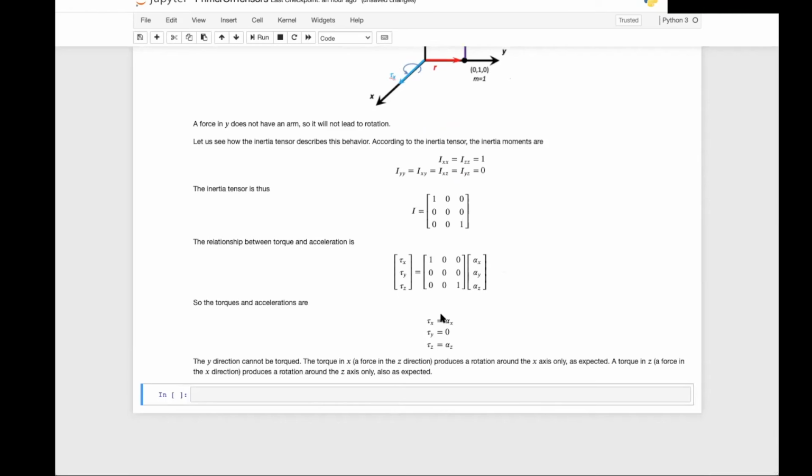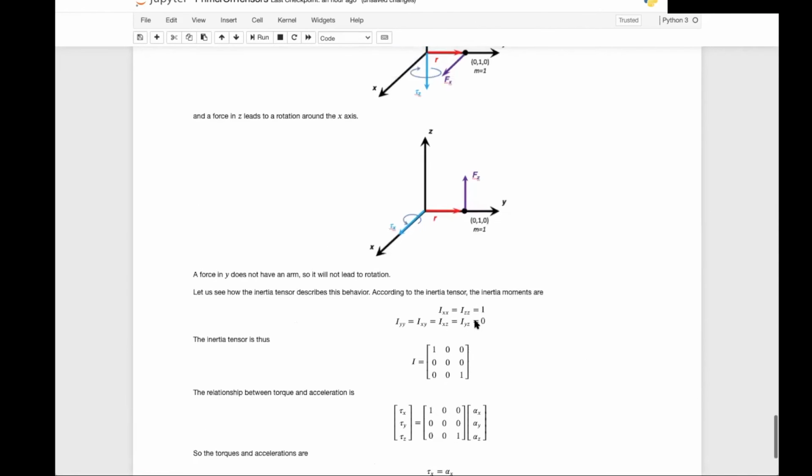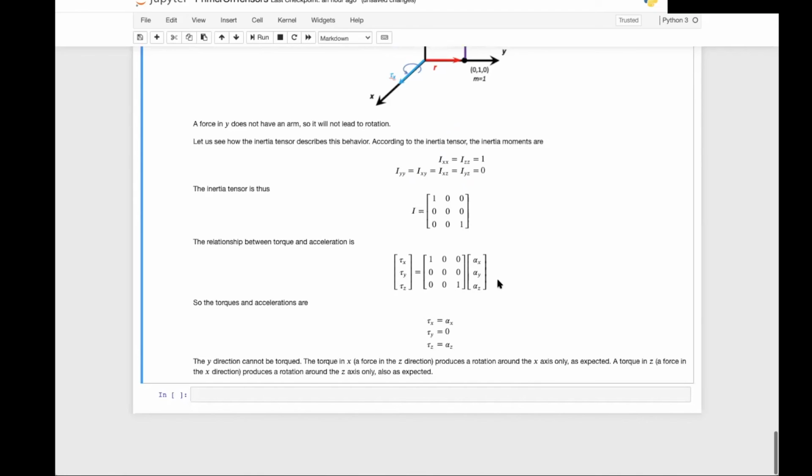Now the torque in x, which is a force in the z direction, is only producing a rotation, an angular acceleration around the x-axis. As expected, you put a force here in the z direction, it produces a torque in the x direction. That's the only acceleration that you get, a rotation around the x-axis.